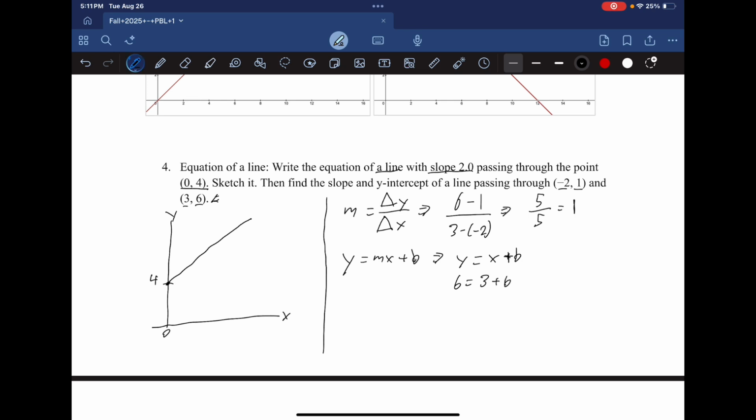You can rearrange that if you'd like. This shows clearly that b is equal to 3. And that is the y-intercept. So that would show us that if we were to put x equals 0, then y equals 0 plus 3. So the y-intercept equals 3.